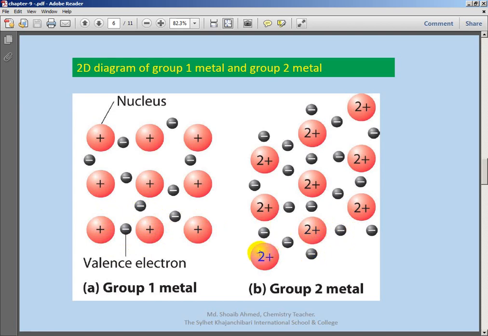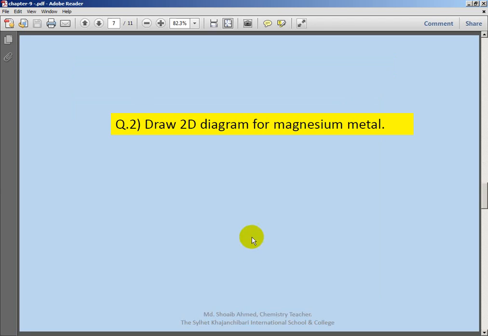It is also 2D. Here: 1, 2, 2, 1, 2, 1, 2. Draw a 2D diagram for magnesium metal and submit it to my WhatsApp number.